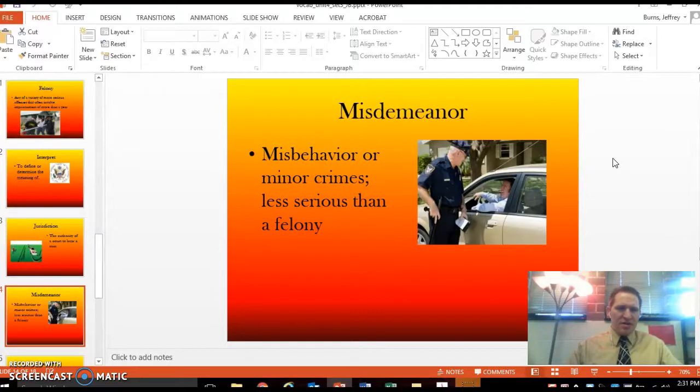Alright, a misdemeanor is the last one on the third page here. A minor crime, misbehavior, usually less than a year in jail, sometimes not even jail time. Sometimes it's pay a fine, do community service. It's little things like vandalism or trespassing or certain types of assaults, just minor petty crimes. Usually traffic violations are going to fall in this category. Okay, misdemeanor.